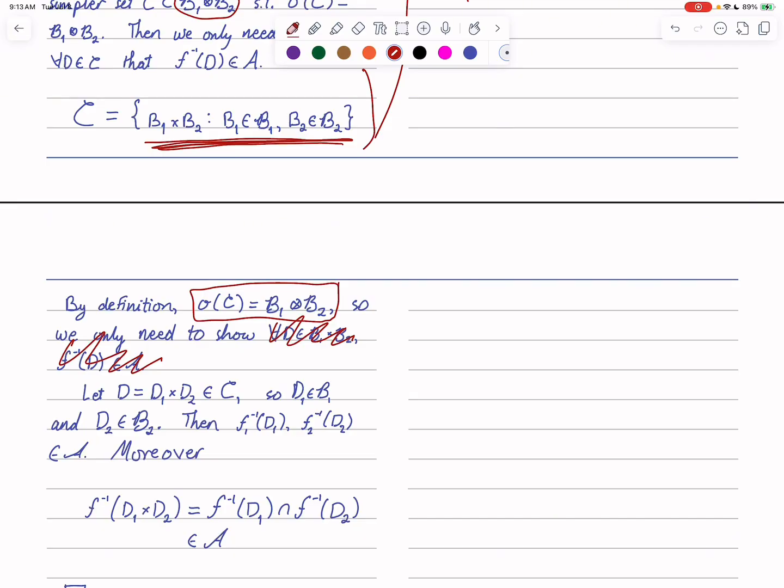We're going to pick an element D out of that collection. D necessarily is some D1 cross D2, where D1 is an element of B1, D2 is an element of B2. So here's an arbitrary selection from that generating collection. By definition of being in B1, we get that the pre-image of D1 is measurable, which is to say an element of A. The pre-image of D2 is measurable also for the function f2, again, all by definition.